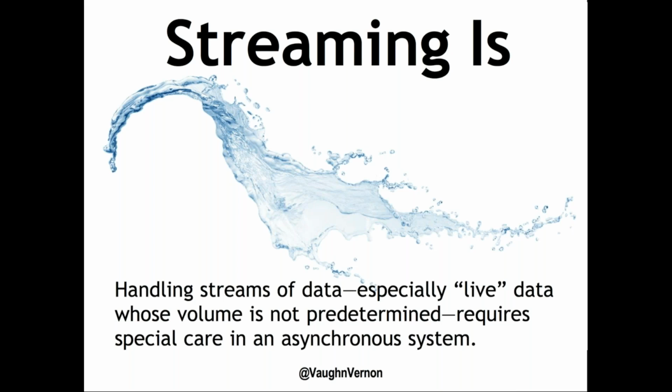especially live data whose volume is not predetermined. We don't really know, for example, how many domain events will ever be associated with a single bounded context. We don't really know, but as those facts continue to be recorded in a journal, then those facts can basically be streamed out of the journal and made available to consumers through the stream.